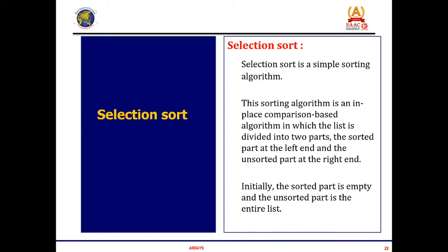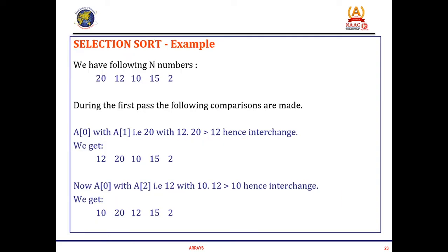Let us have a look at this selection sort with an example. I have an array whose name is A, and I have 5 elements from A of 0 to A of 4. The elements of the array you can see on the screen. They are 20, 12, 10, 15 and 2.